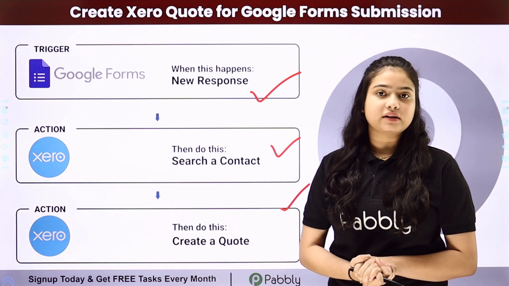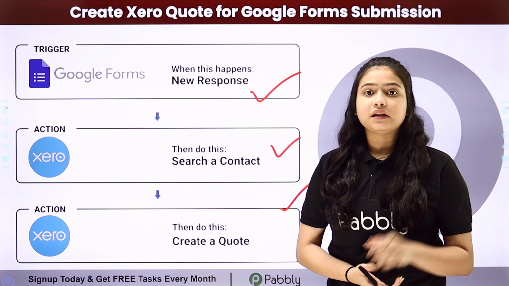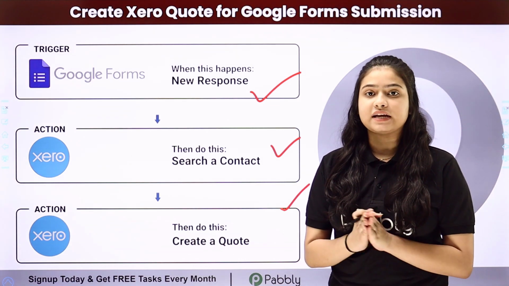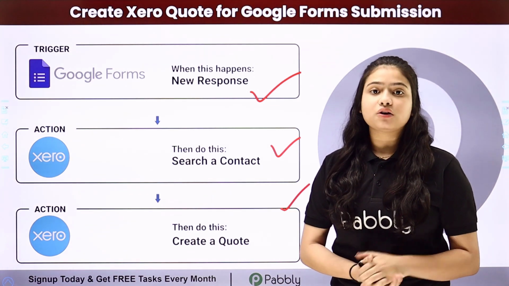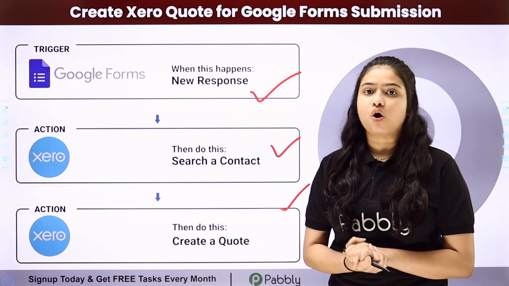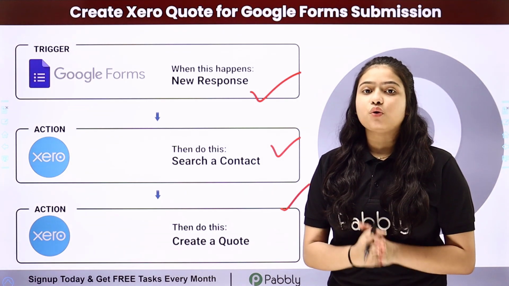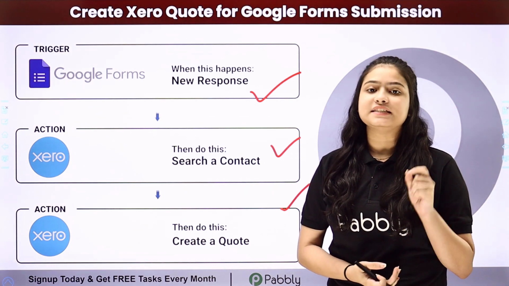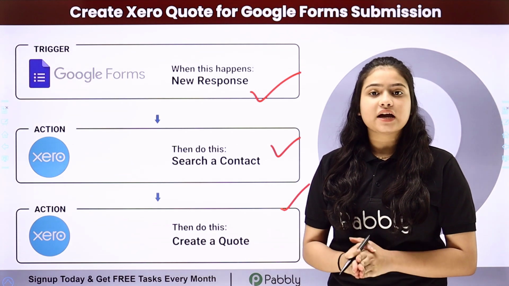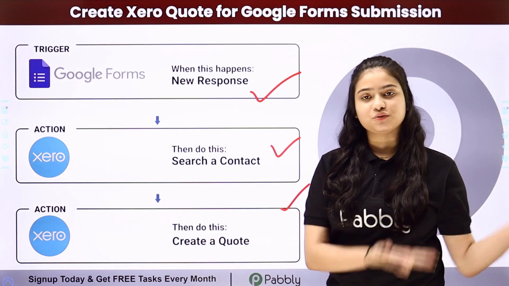form is submitted by a client in Google Forms, automatically the person who has submitted the form will first get searched in Xero, and if that contact or person is an existing customer of Xero, then automatically a code will be created for that customer in Xero. And now, in order to learn this entire automation step by step, let me take you all to my screen.